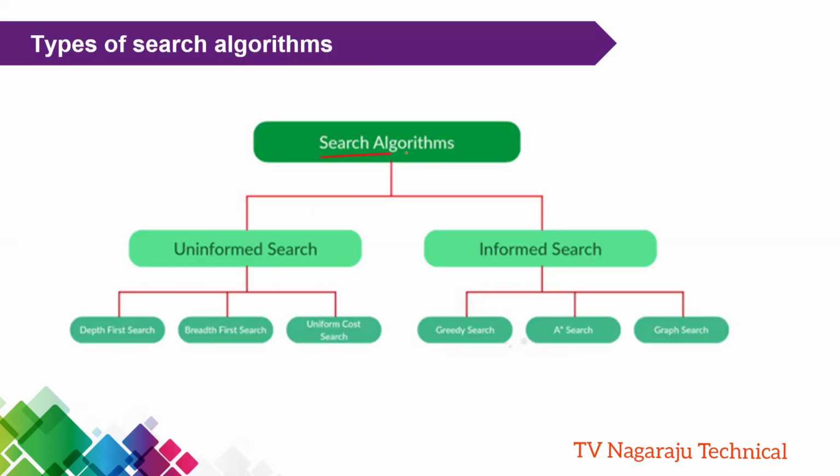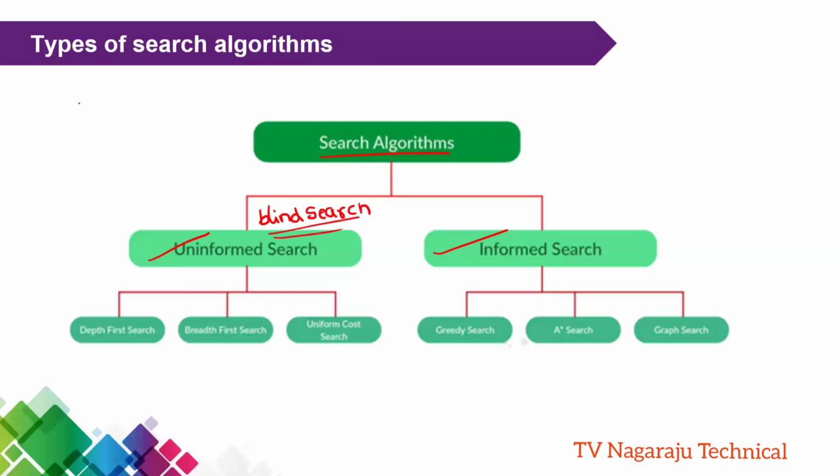Now, the search algorithms are divided into two types. One is uninformed search and another one is informed search. Remember, uninformed search is also called blind search.